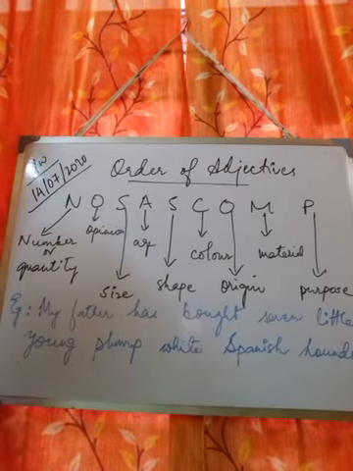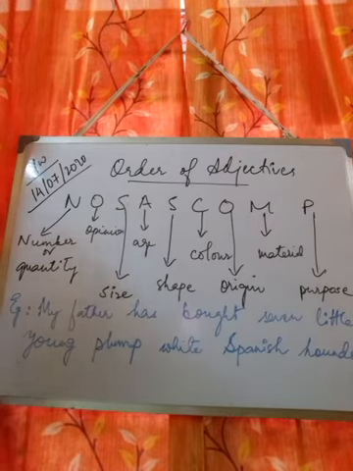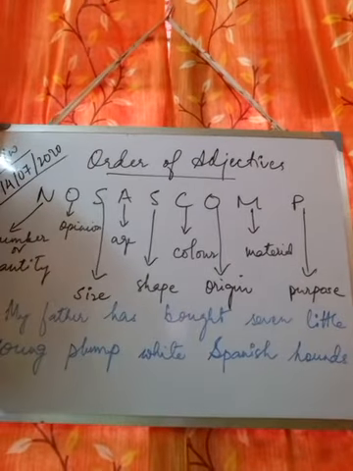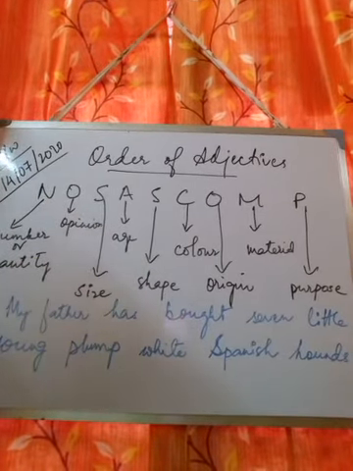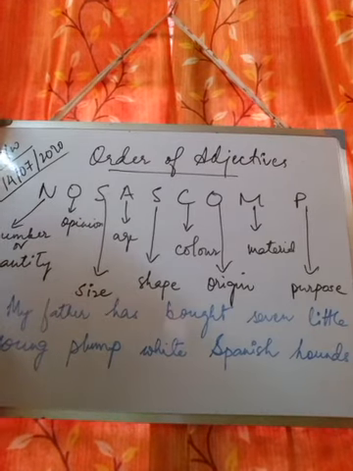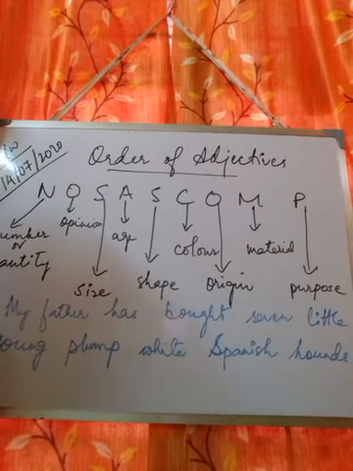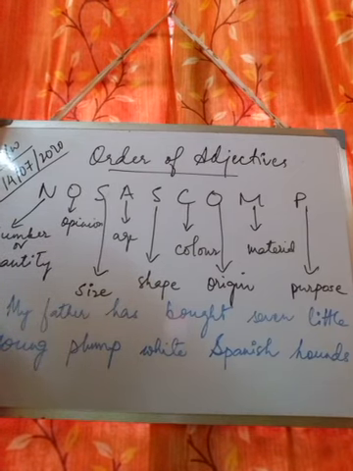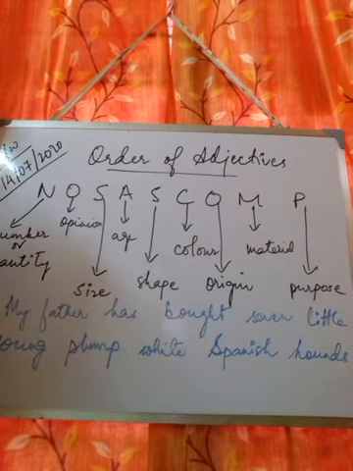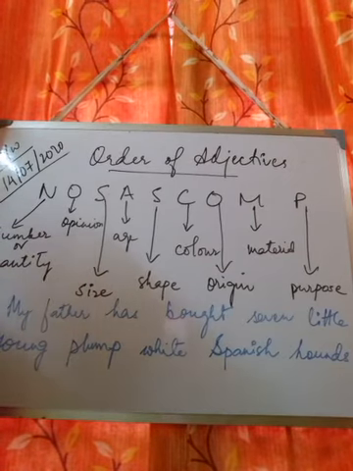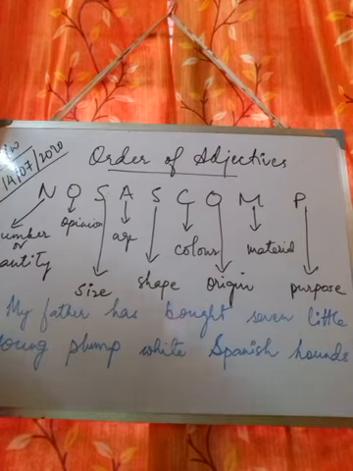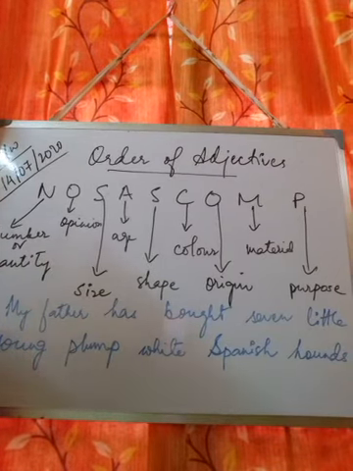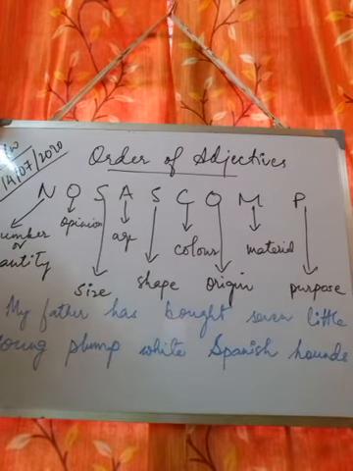Okay, so we follow the order of NOSE SCOMP. NOSE SCOMP is an acronym which will help you to remember this order. Like I told you, this is used especially when we find there is more than one adjective in a sentence. So there might be 2 adjectives, there may be 3 adjectives, there may be more or there may be less, but whenever you are asked to arrange these adjectives in a sentence, you ought to use this particular order.